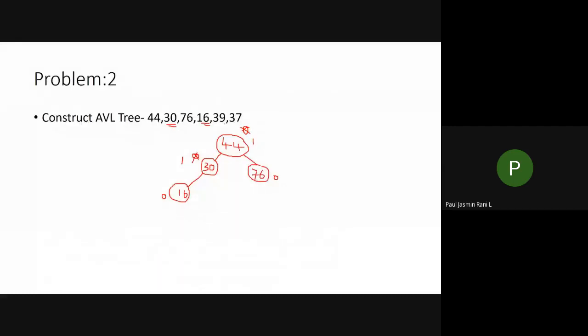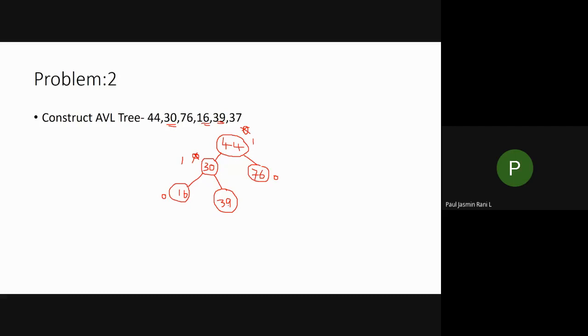Next element is 39. So where will you insert this 39? 39 should be inserted at the right of your 30. Okay, so here you are going to insert the element 39. Again now you have to find out the balance factor. Actually here I'm not doing any rotation because I didn't get any alpha node. So I'm proceeding by inserting my elements. I'm not worried about the rotation because I don't have any alpha node.